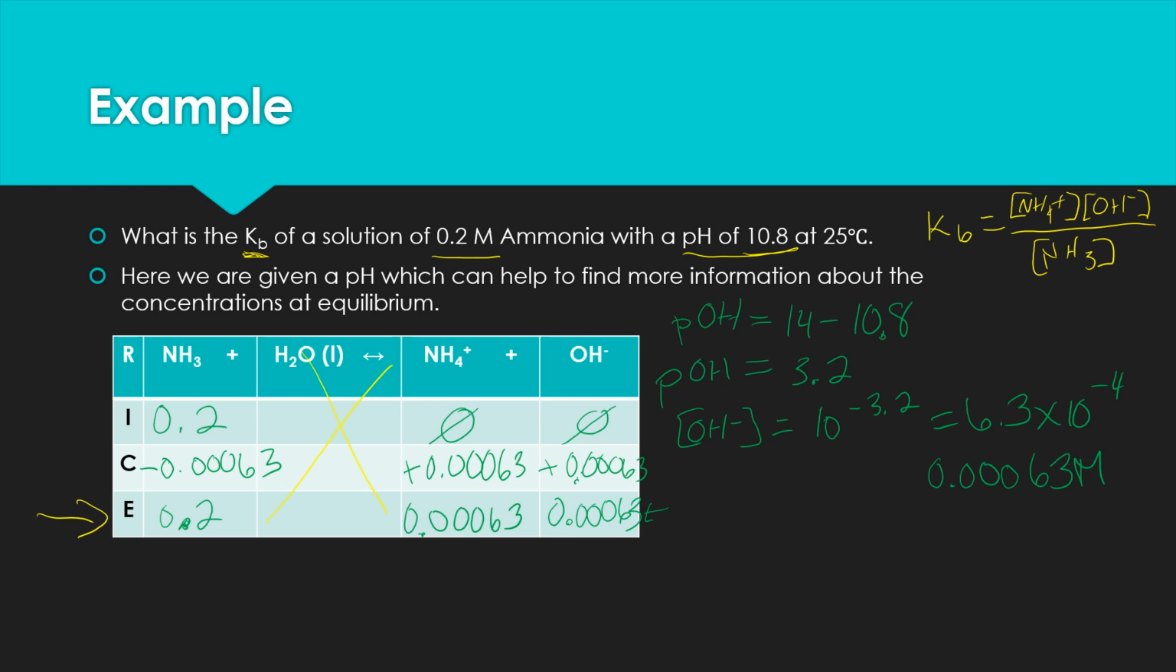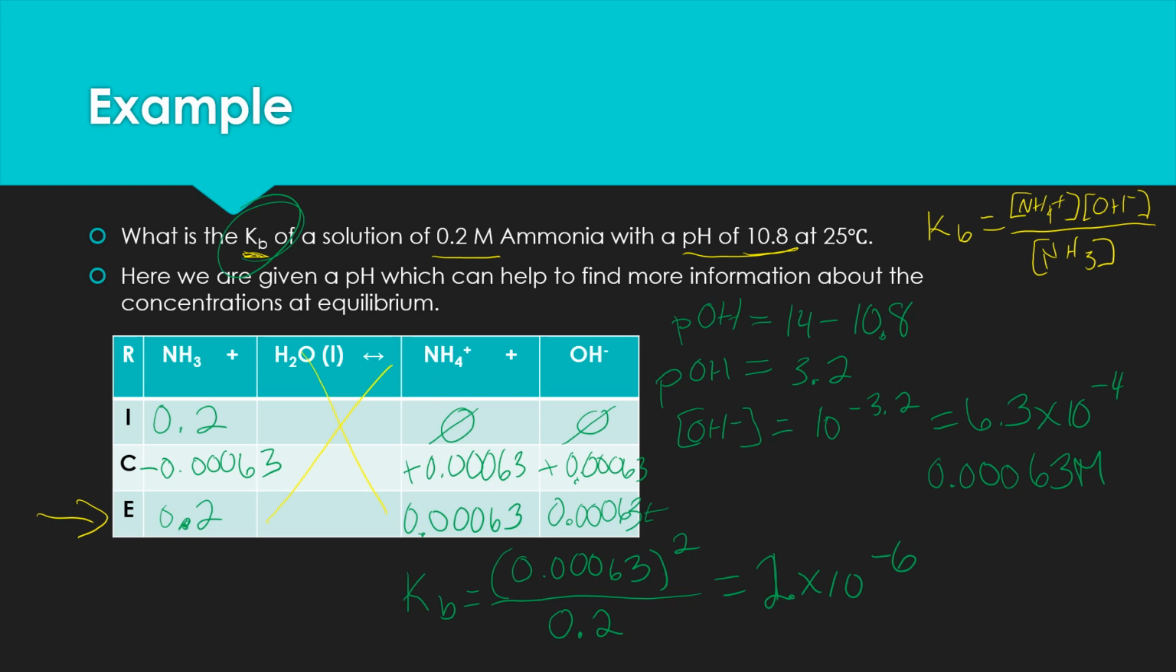So if we want to find our Kb value, that's our ultimate goal here, we can plug it into our Kb expression that we wrote up above. So our products are both 0.00063 times itself, so I'm going to square it, and I'm going to divide by 0.2. So 0.00063 squared divided by 0.2. And I'm going to go ahead and put this number in scientific notation. We get 1.98. We only have one significant figure, so I'm going to do 2 times 10 to the negative 6th. And that is our equilibrium value.